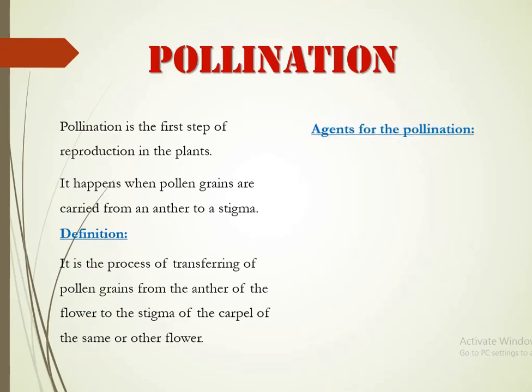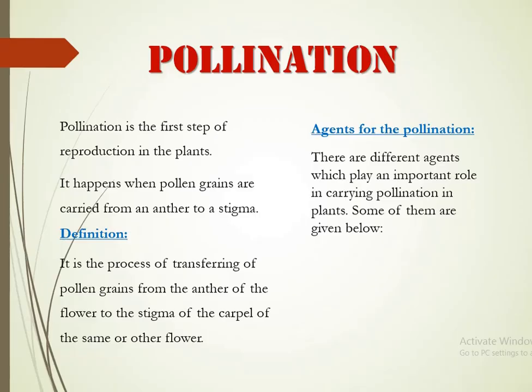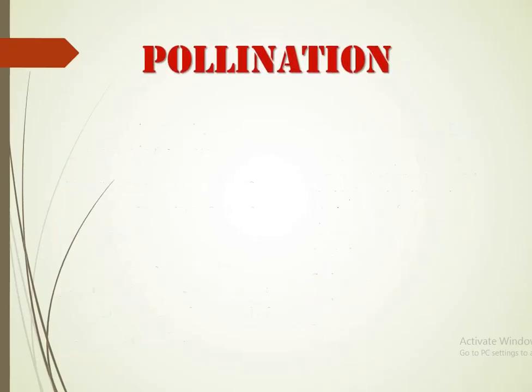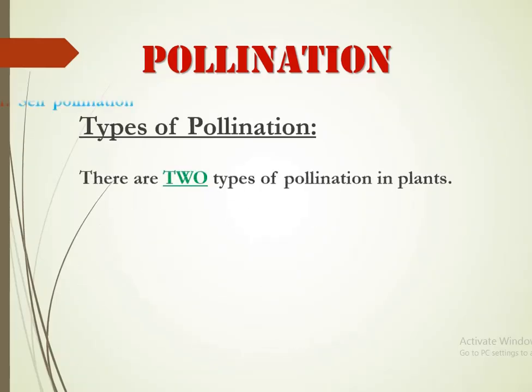There are some agents for the pollination which play a very important role in this process for the plants. Some of them are given below. Number 1 is animal, number 2 insects, number 3 wind. Now, dear students, there are some types of pollination. There are two types. Number 1 is self-pollination, number 2 is cross-pollination.